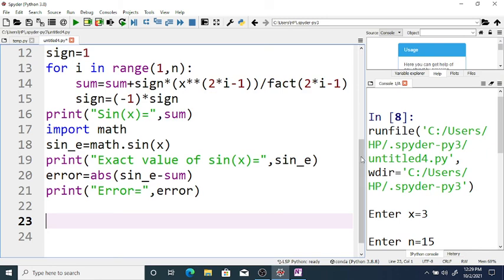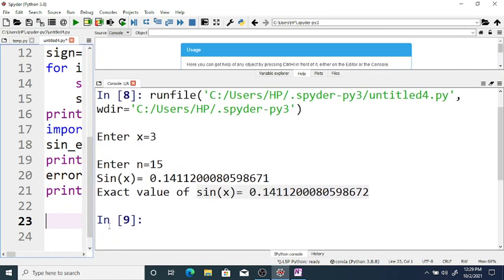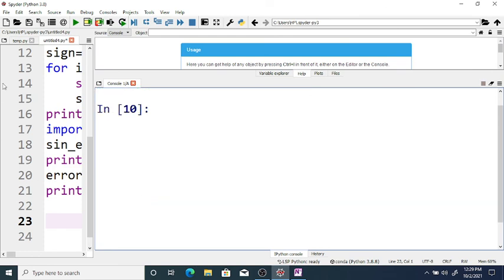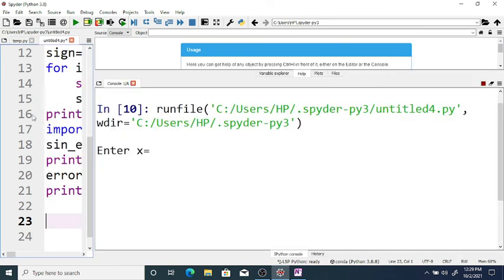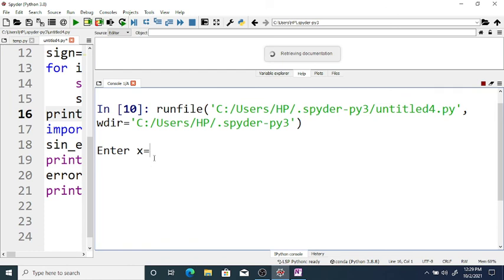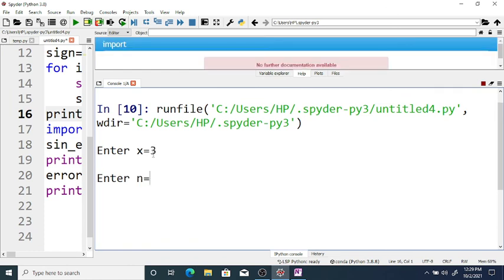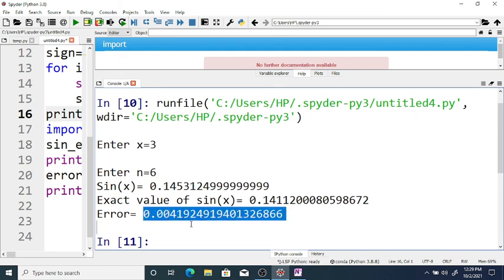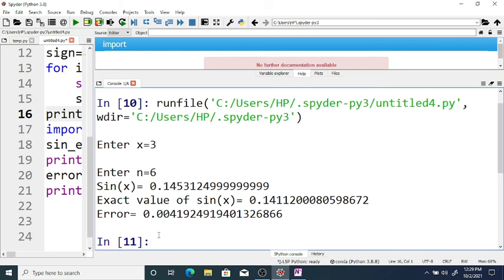So now if you run this code one more time, enter the value of x is equal to 3, number of terms say 6. Now here you can observe if the number of terms is less, then the error is 0.041. You can reduce this error: if you increase the number of terms, then the error will be reduced.